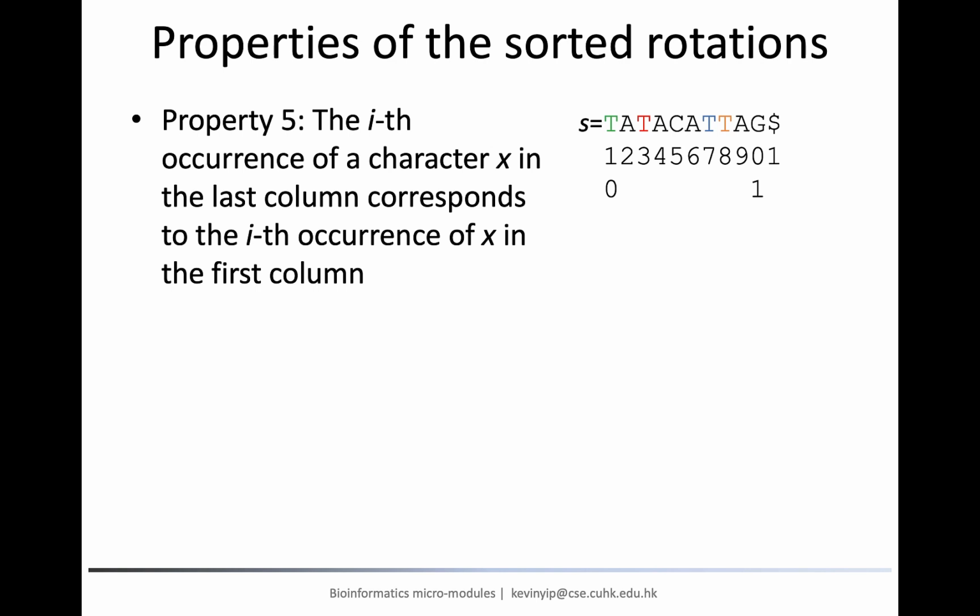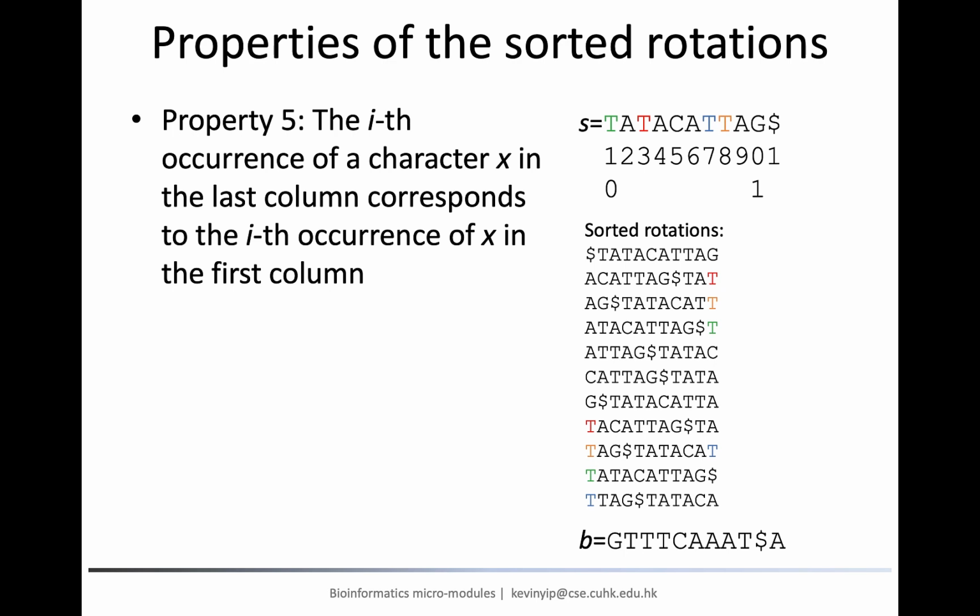This sequence contains 4 T's at positions 1, 3, 7, and 8 respectively. To make them easily distinguishable, we color them in green, red, blue, and orange respectively. Now, if we look at the last column of the sorted rotation matrix, we see that T is in rows 2, 3, 4, and 9. The T in row 2 actually corresponds to the red T because it is the T 3 characters after the $ symbol, and thus it is the T at position 3 of S which we colored red.